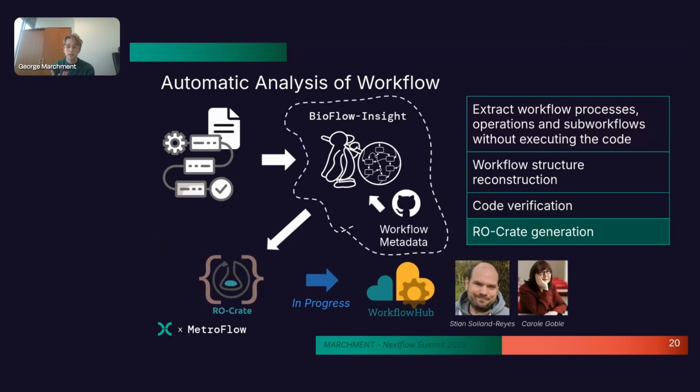Another functionality that we are capable of is to generate the RO-Crate file, which describes all the workflow's functionality and the associated metadata. Since BioFlow Insight analyzes the code directly from GitHub, we can extract all the metadata from GitHub. And what this allows us to do is to automatically add workflows to Workflow Hub, through the RO-Crate file. So this is work which is currently in progress with Carole Goble's team in Manchester. I've recently had the opportunity to work with them on this topic. So a big thank you to them.